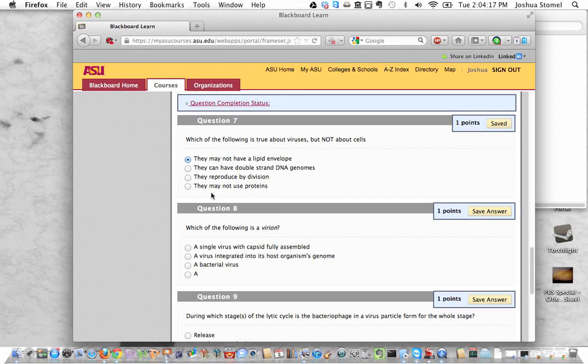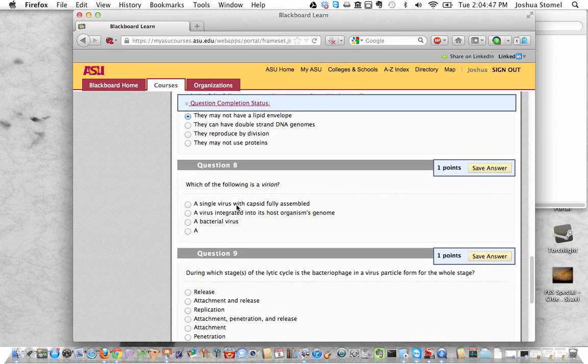And the last point here, they may not use proteins. All cells use proteins. It's just a basic part of being a cell. It's also a basic part of being a virus. All viruses use proteins, those capsids, which were on our list of things that all viruses have to have as well. So this is not true about viruses or cells.